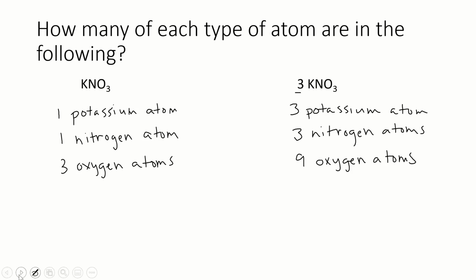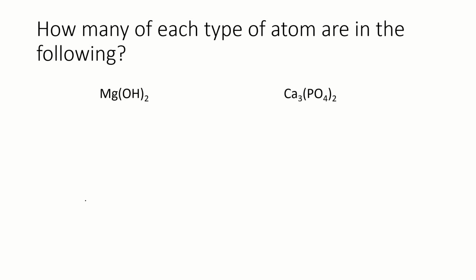Alright, next let's look at some more challenging problems. The question again asks how many of each type of atom are in the following, but notice in our formulas we have parentheses. We will have to treat the atoms inside of those parentheses a little differently than what we've been doing. I'm going to start with the formula on the left, Mg(OH)2.